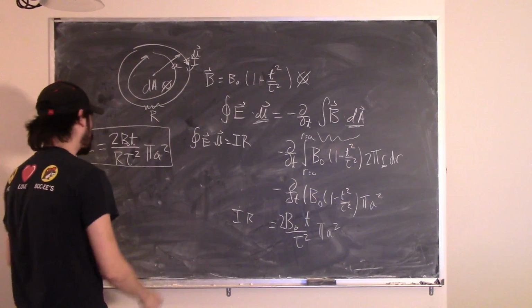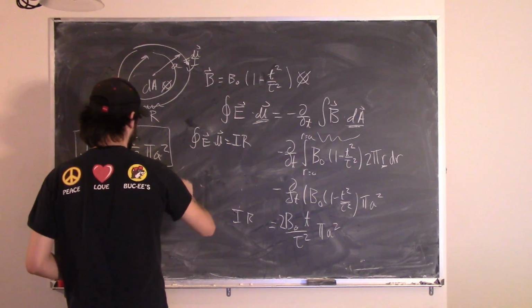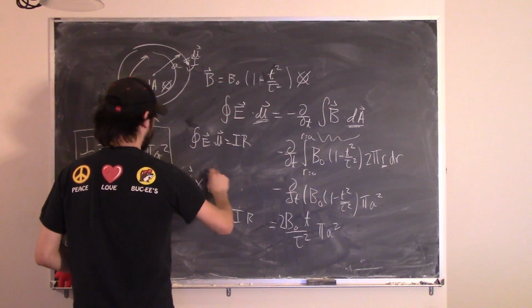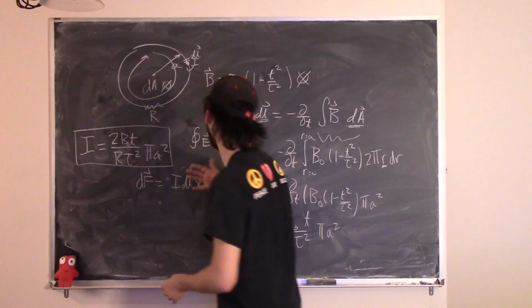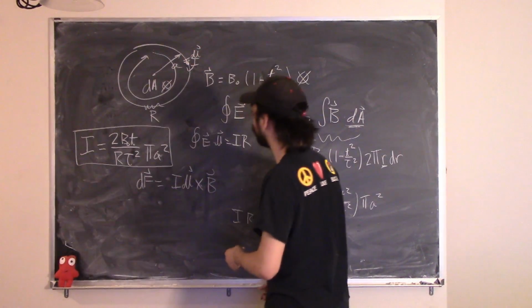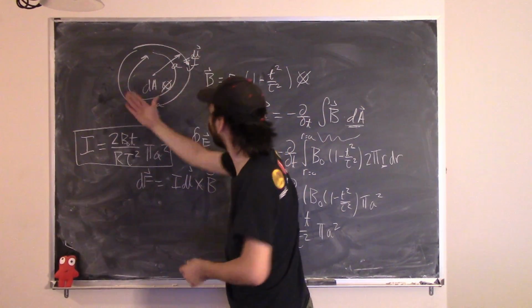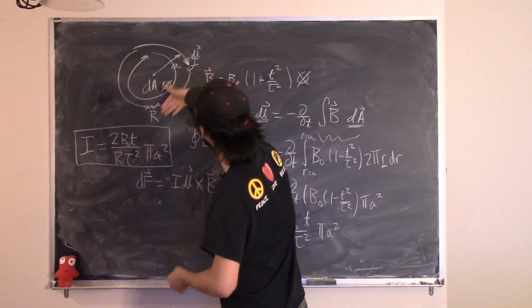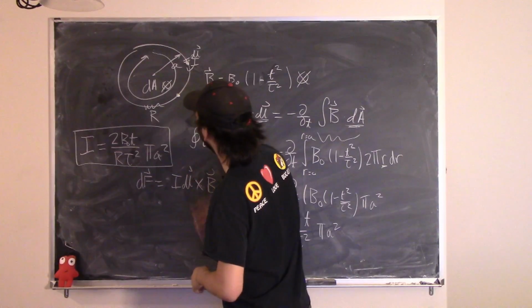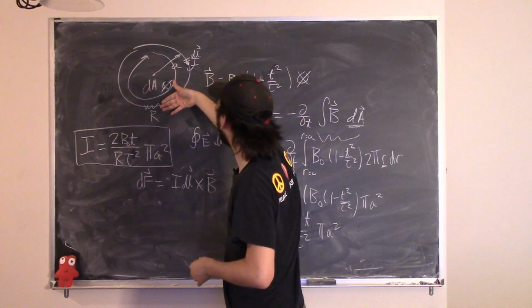And so to determine that, we can say that dF is equal to I dl cross B. And so what's the direction of dl? Well, we said that it's going to go around the circle in the clockwise direction. And so that's to say that my fingers have to point in that direction. It's going to go around like this. But let's just take a part right here and try to find the force on this point. So when I do that, I point my fingers in the direction of dl.